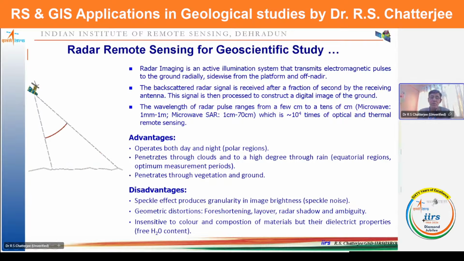Because it is active, it operates both day and night time. Useful for polar regions. It penetrates through clouds and through rain, and also penetrates through vegetation and ground. So subsurface information up to a few meters you can have.